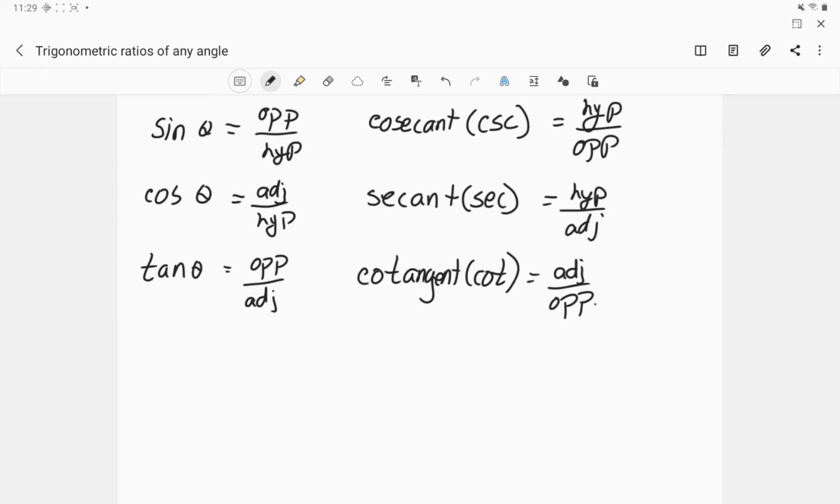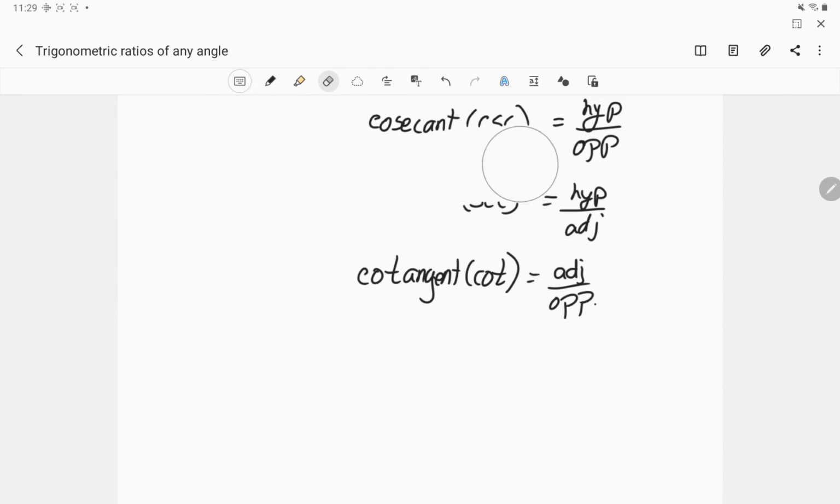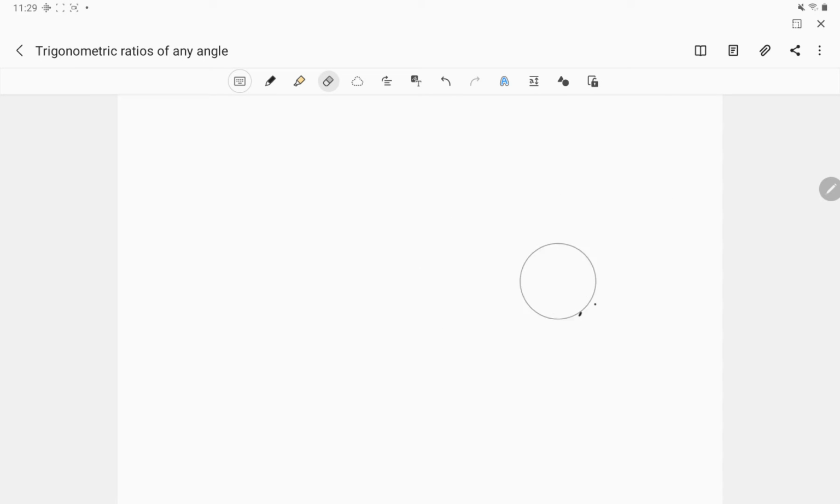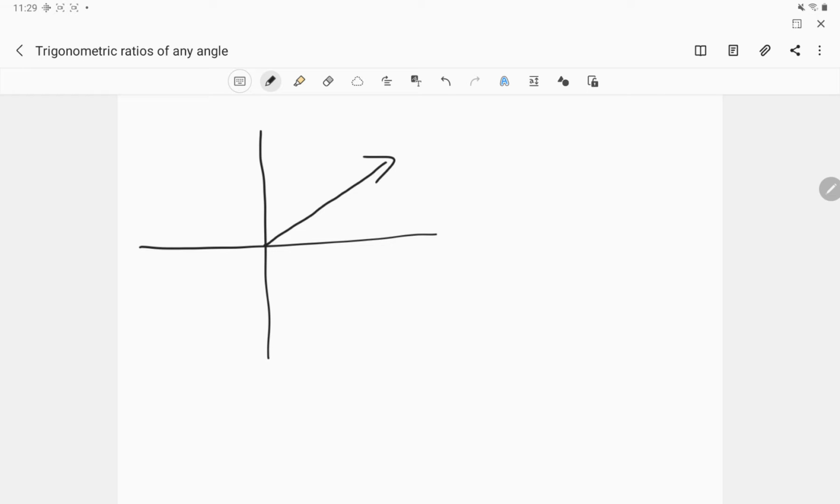Now, whenever we draw a terminal arm, going back to the last section where we talked about terminal arms, and I need to erase this. This is the problem with not having big giant whiteboards to work on. If I draw a terminal arm, let's say I put it here, I can make a triangle with it. When I make a triangle, I always draw it to my x-axis.